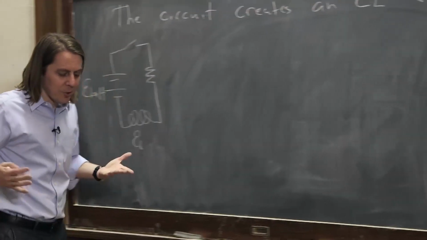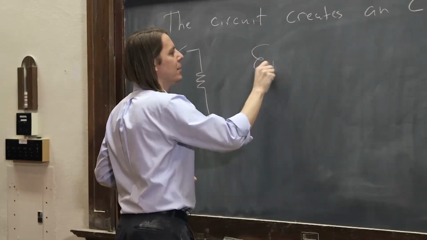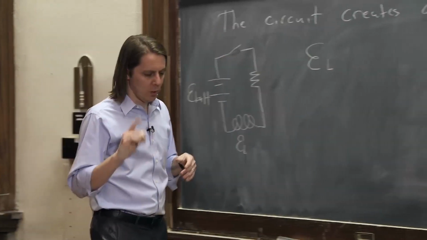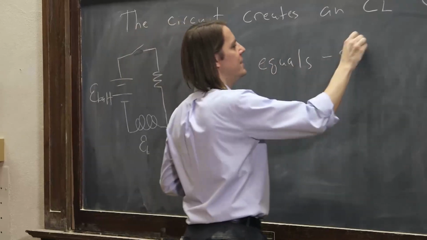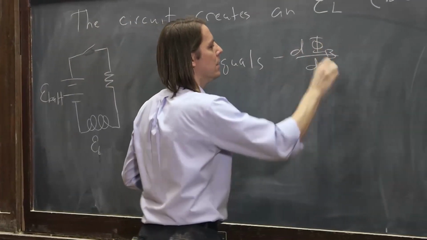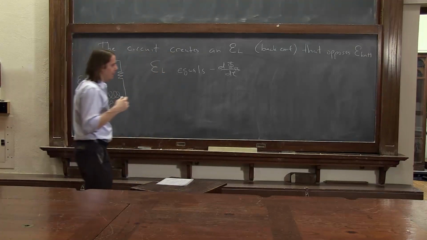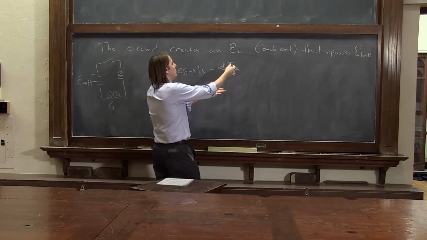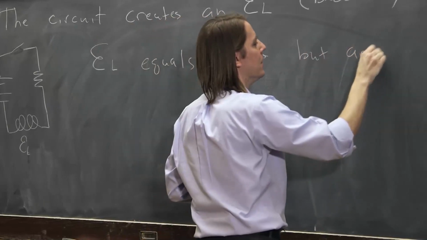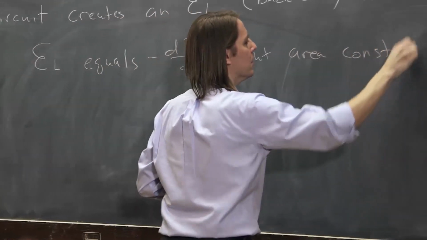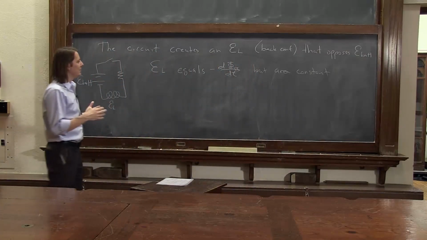All right? So now the question is, how do we describe it? What equations do we use? How do we describe this EMF of the inductor? Well, it's equal to minus dΦ_B/dt. That's from Faraday's law of induction. But we don't want to really describe a current or a circuit in terms of phi, right? So we say, but actually the area is constant.